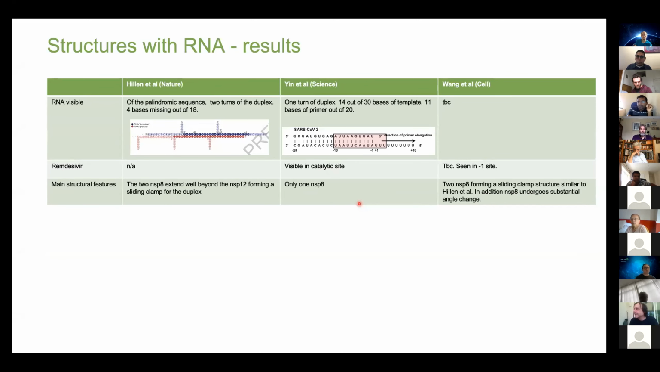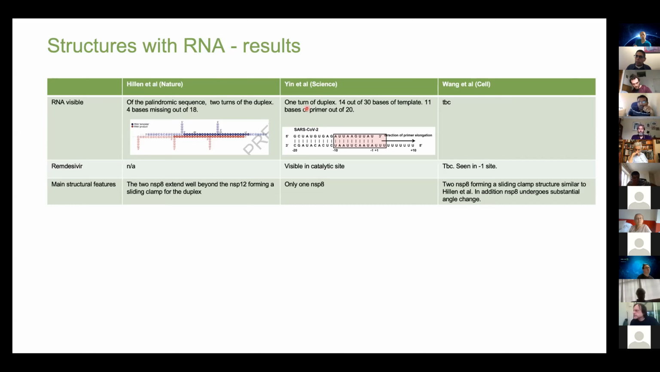So in terms of results, if you look at the RNA visible, I think one of the surprising things in the Hillen paper was that what they see is this palindromic sequence. But what is quite nice is they actually see 2 turns of the duplex. So they see a substantial amount of RNA. There should be 18 bases, and I think they're missing only 4 of them.